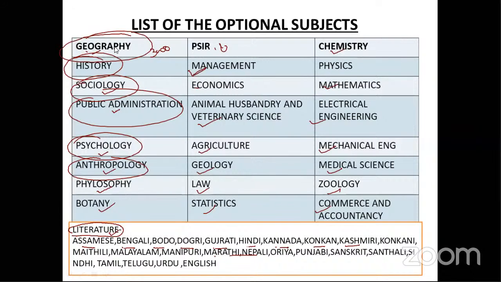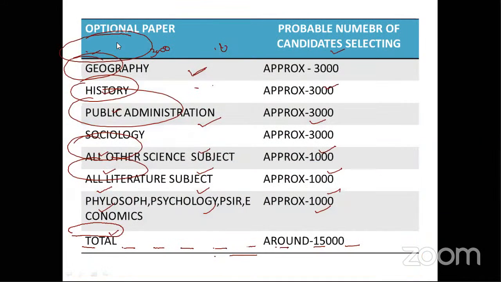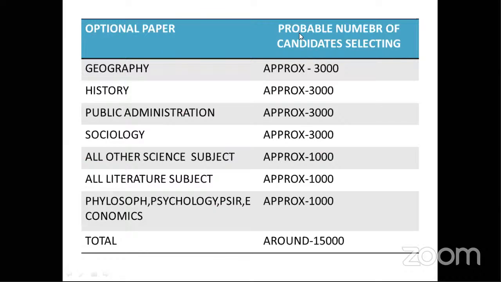Now the question is the number of candidates who are appearing in the mains exam from each and every optional subject. You'll see that the geography optional is a very popular subject. So the total number, we can say approximately 3,000 students, are writing the geography optional. From history again 3,000. They are more popular optional subjects. History, public administration 3,000, sociology again 3,000.